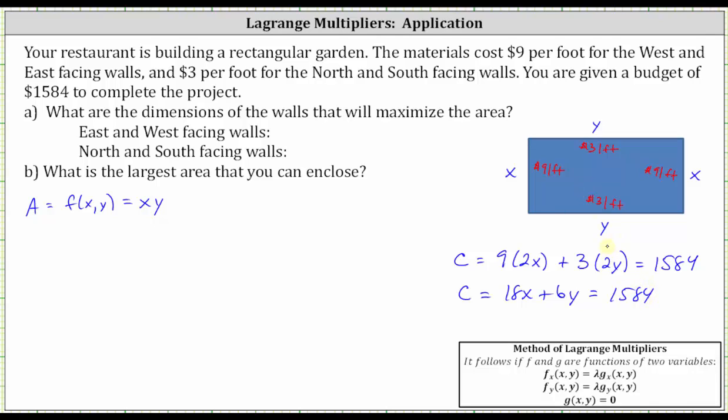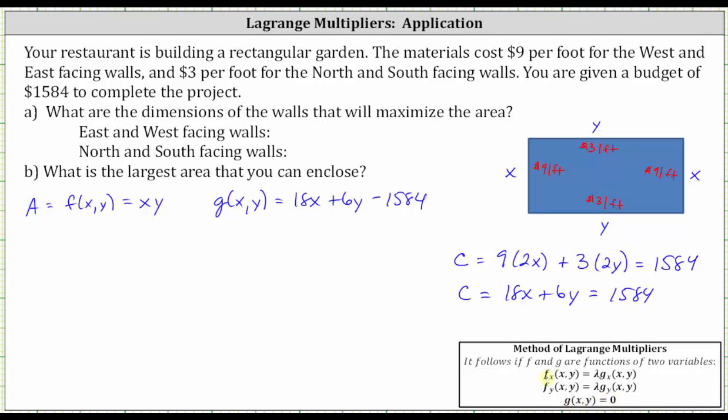For the method of Lagrange multipliers, though, we want the constraint in the form of g of x comma y equals 0. So we take this equation and set one side equal to 0. Let's subtract 1,584 from both sides, which gives us g of x comma y equals 18x plus 6y minus 1,584. And now to use the method of Lagrange multipliers, we need to set up and solve the system of equations given here by the partial derivatives, as well as the constraint g of x comma y equals 0.